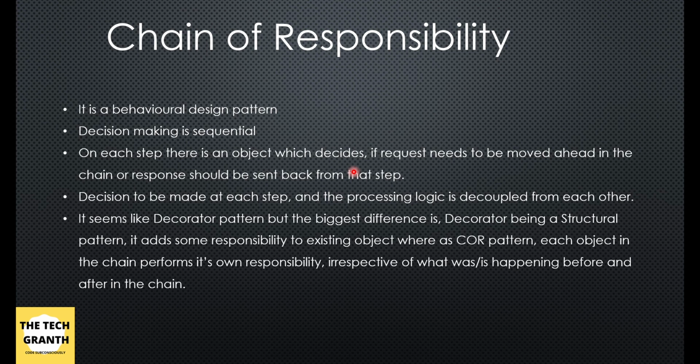So here we are not interfering with the object that was originally created. It's just that there are multiple objects and they form a chain, and if one object is not able to perform the operation, it is delegated to the other object. So this is the biggest difference between decorator pattern and chain of responsibility pattern. So let us look into the code for chain of responsibility, and it will be more clear.